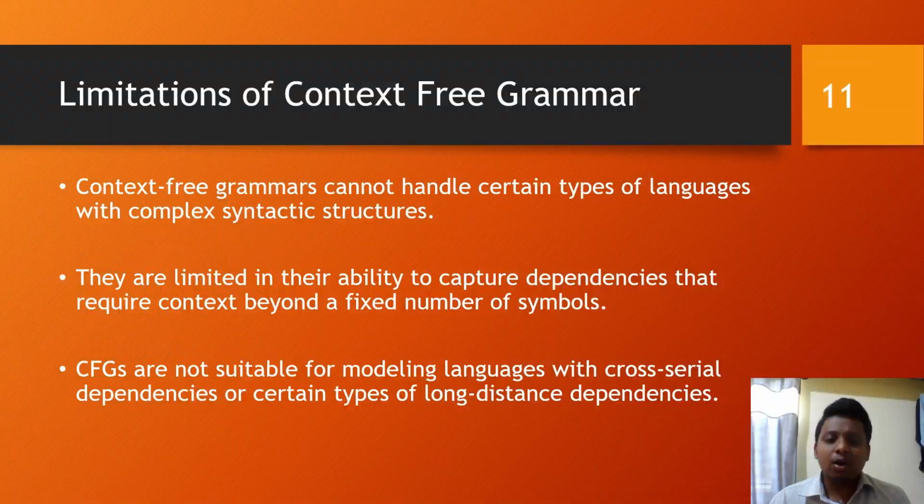Now let us look into the limitations or disadvantages of context-free grammar. Context-free grammar cannot handle certain types of languages with complex syntactic structures. They are limited in their ability to capture dependencies that require context beyond a fixed number of symbols. Context-free grammars are not suitable for modeling languages with cross-serial dependencies or certain types of long-distance dependencies.